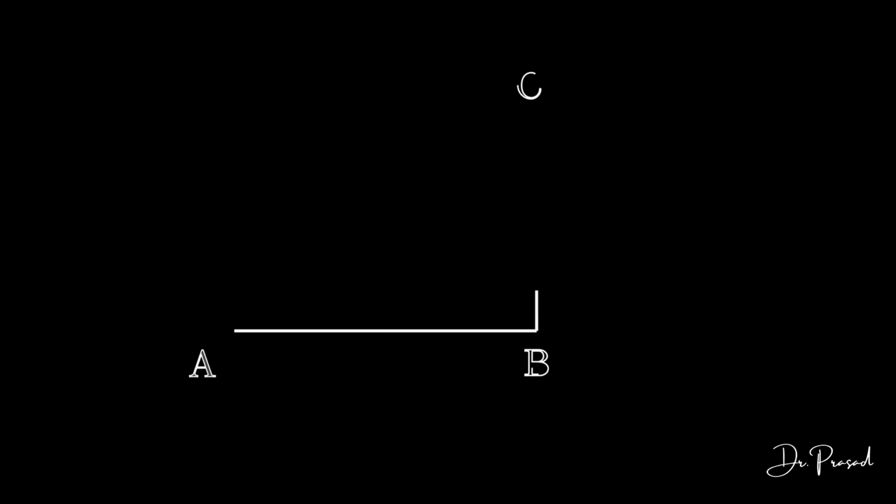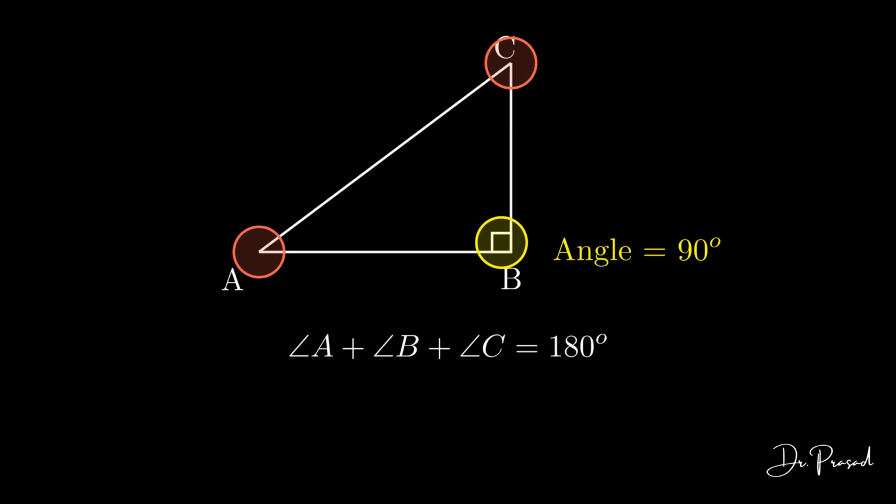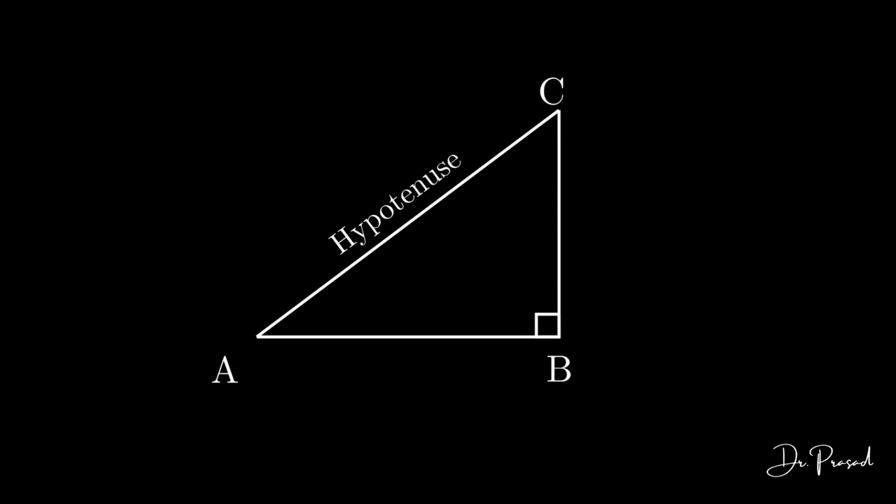Let us consider a right angle triangle ABC where the angle B is 90 degrees. In this triangle, the other two angles will be acute, that is less than 90 degrees, because the sum of the internal angles of a triangle must be 180 degrees. The largest side of a right angle triangle is called the hypotenuse and it is the side opposite to the angle 90 degrees. Let us choose any one of the remaining two angles, say angle A.